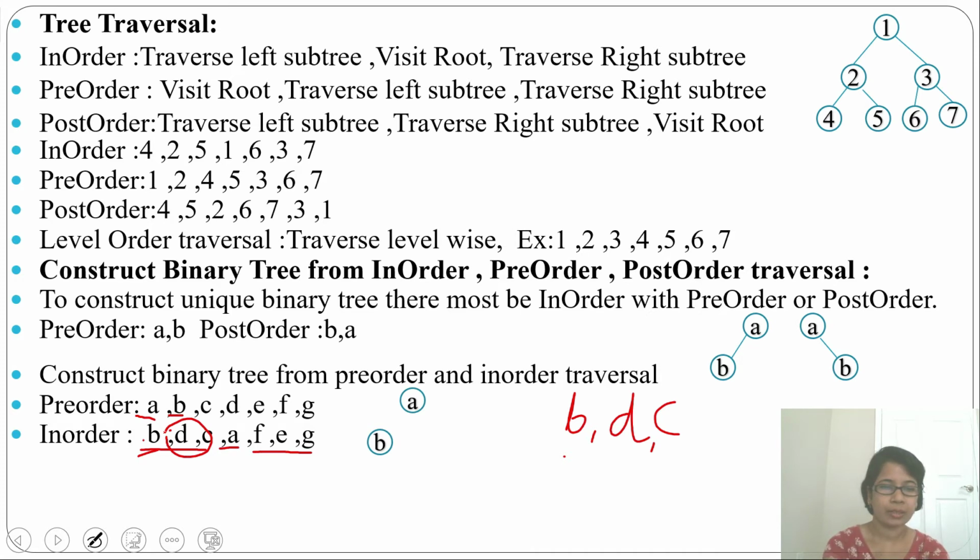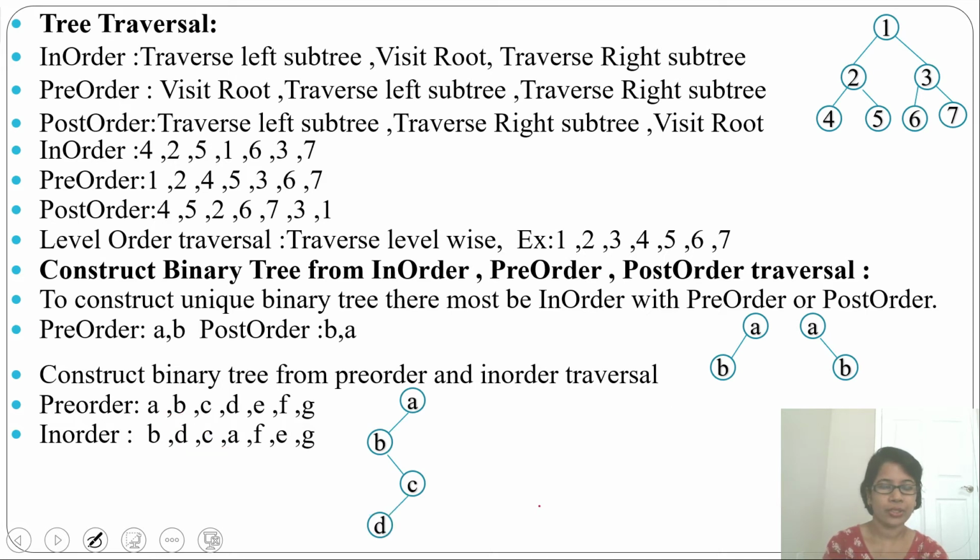So now just check in pre-order. Right side of B means it will be the right child. So now DC will be the right child. Now from this DC, what will be the root and what will be the child? Check in pre-order: C is present first, so C will be the root. Now D is left; check in in-order, D is present before C, so D is its left child.